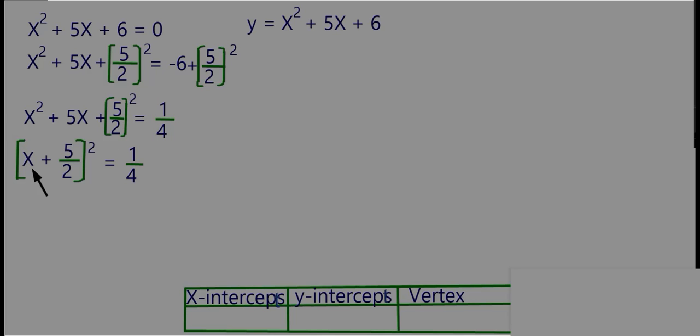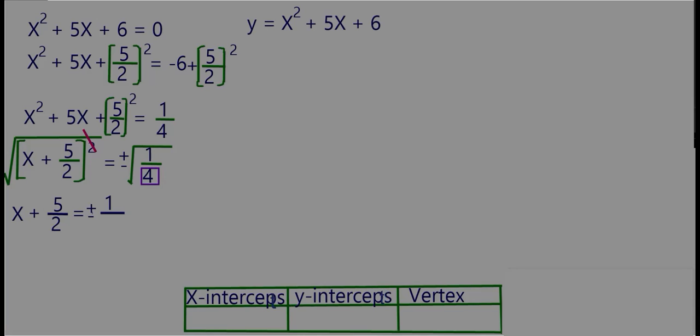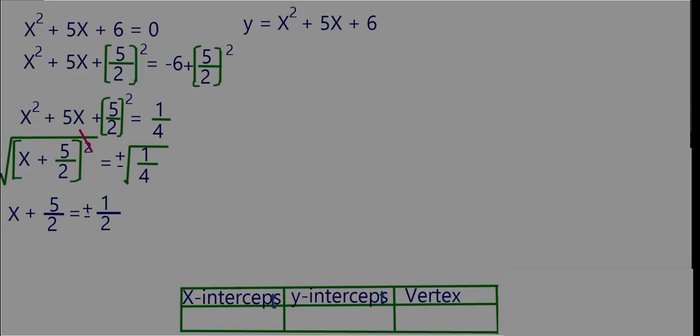We want to find x, and the first step is to remove the squared term. The opposite of squaring is to take a square root. And what we do to one side we also do to the other side, but first, we need to write plus and minus in front of the number after the equal sign. The square root sign cancels the square, leaving x plus 5 over 2. The square root of 1 is 1. The square root of 4 is 2. That gives us 1 over 2.